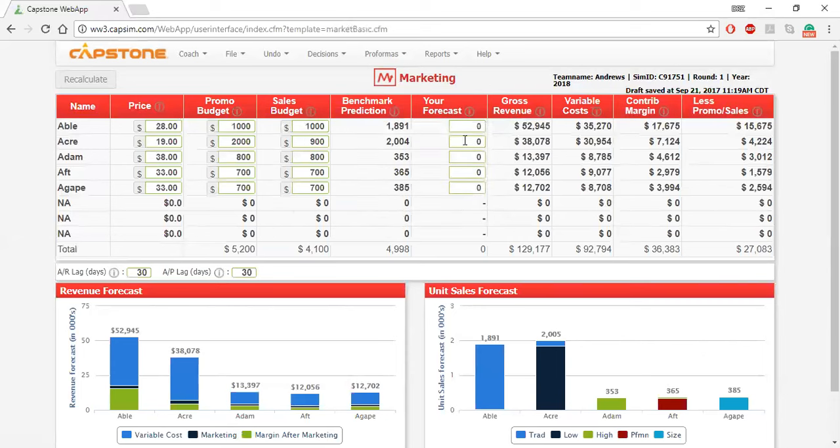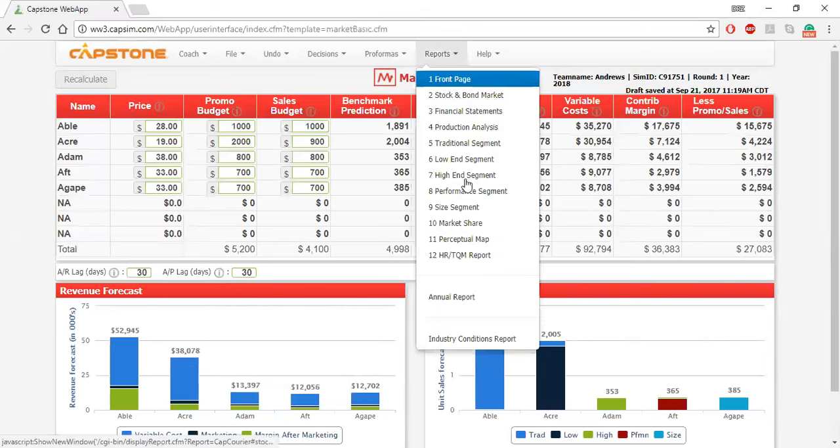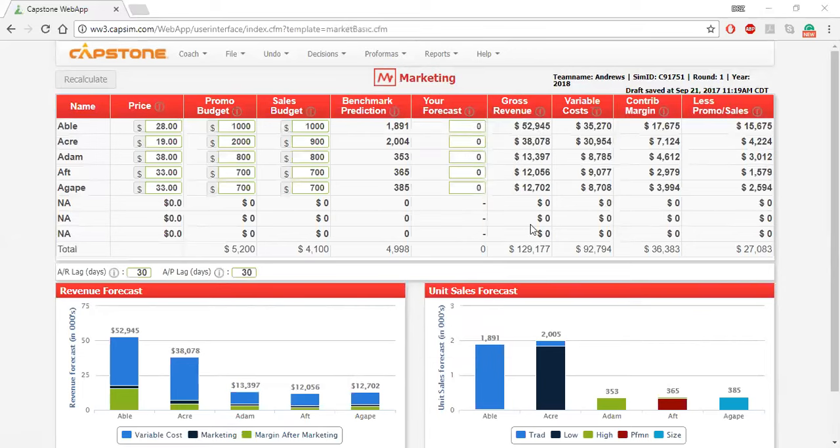So how do you arrive at a good forecast? Your player's guide gives you a few options for forecasting. I think as a beginning point, you should look at how many sensors you sold last round. So we have that information available to you. You can look within the dominant market in which it competes and see how many units you sold to that segment.